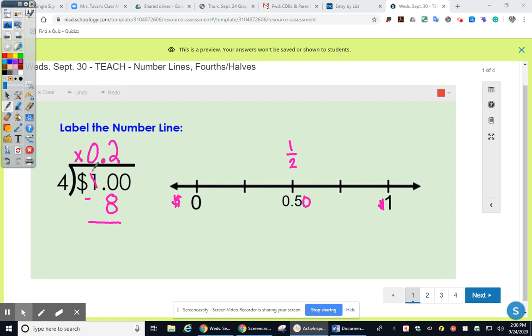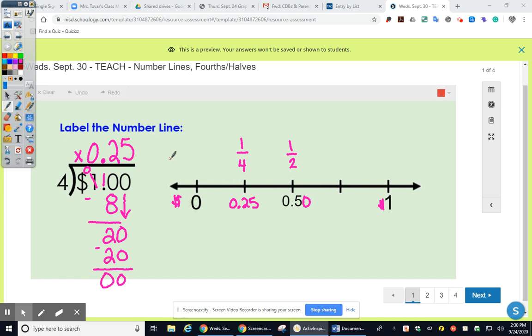And 4 times 2 is 8. We have to remember to regroup when we subtract. 10 take away 8 is 2. Bring down the 0. 4 goes into 20 5 times. And 4 times 5 is 20. And now we've zeroed out. So we know that a fourth of $1 is 25 cents. So we know that it is exactly between $0 and 50 cents. So I'm going to put 0.25 here. And we know that that is 1/4 of our number line.